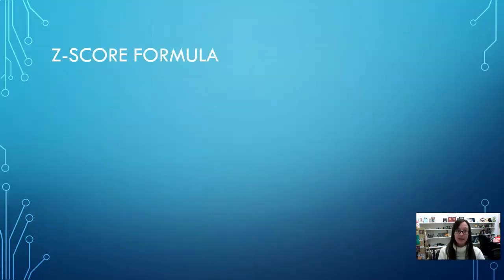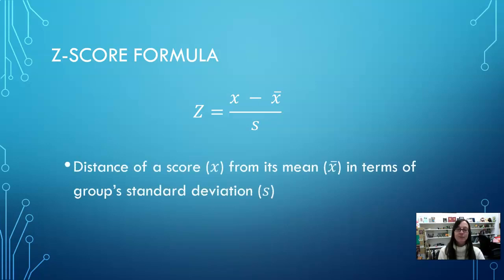So here's what the formula looks like. It's a pretty simple formula. Essentially, written out in words, you have the distance of a score, this person's individual score, from the mean. X bar is always the mean, same as in the standard deviation formula. So it's the distance of the individual score from the mean, divided by the group's standard deviation. Pretty simple stuff. So you're seeing how far you are from the mean in terms of how many standard deviations.